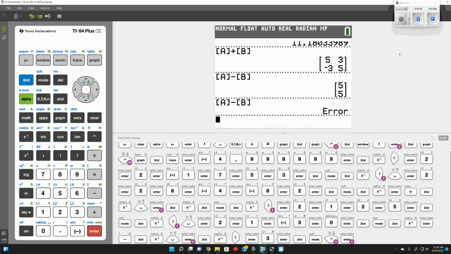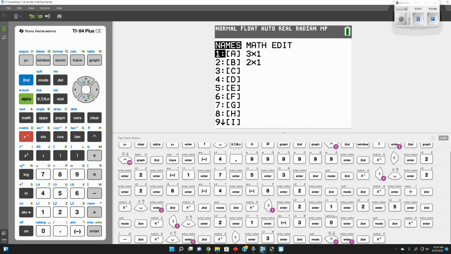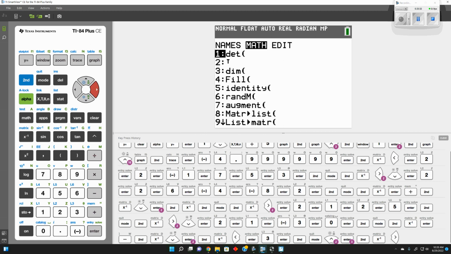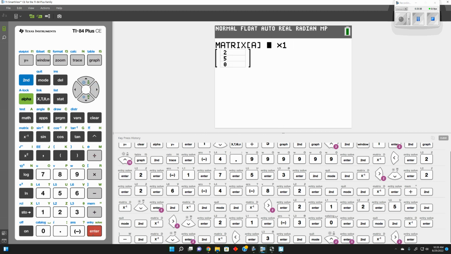We can add as many as we want. So if we come over here, we can go second matrix and go over to edit to plug this in. Now the matrix we have, what are the dimensions? 2 by 3.